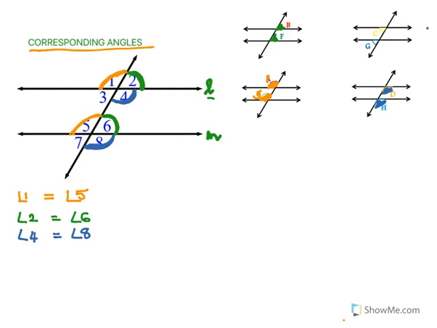Now we'll go to another pair, and then angle 3. Here we have angle 3 and angle 7 will be corresponding. So angle 3 equals angle 7, and here we mark them again. Angle 3 and angle 7 are corresponding angles.